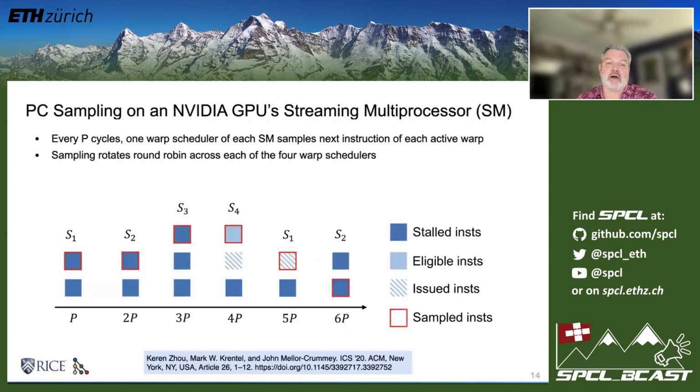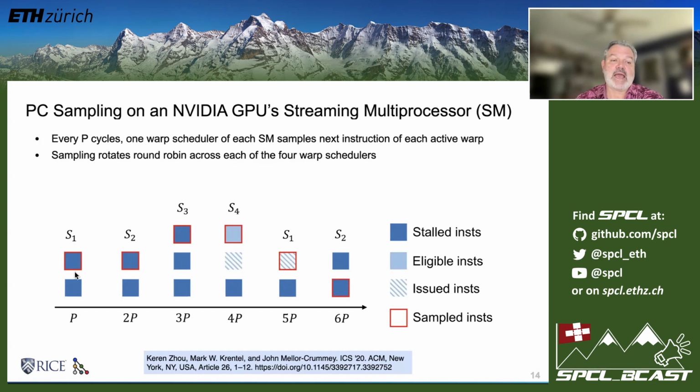So what PC sampling on NVIDIA's GPUs does is, within each streaming multiprocessor, every P cycles, and you get to pick what P is going to be, so think powers of 2, there's a warp scheduler on each SM that is going to decide where we're collecting samples. There are 4 warp schedulers, and for one of the warp schedulers, we're going to collect a PC sample. This is done by the hardware. Then the sampling rotates round robin across each of the 4 warp schedulers.